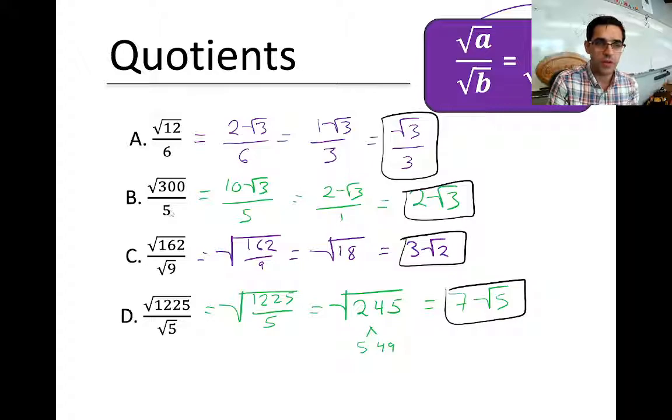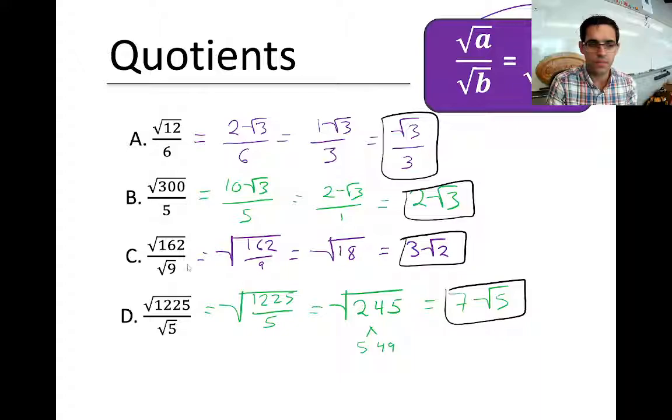Now the next one, same thing. I'm going to start with simplifying the square root. The square root of 300, 100 times 3, is going to be 10 root 3. So I have 10 root 3 over 5. I know that 10 divided by 5 is just 2, so I can simplify this to be 2 root 3. Or my intermediate step, 2 root 3 over 1, if I cancel a 5 off top and bottom, but yeah, final answer is 2 root 3.